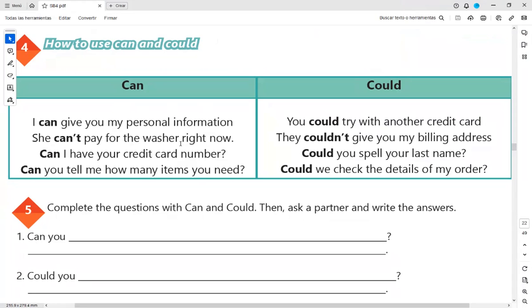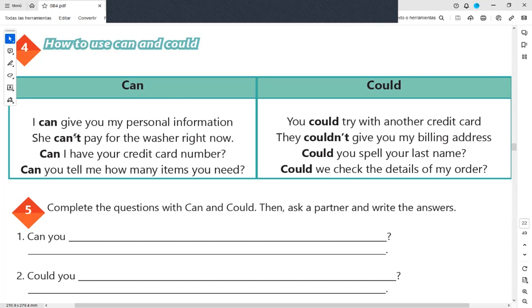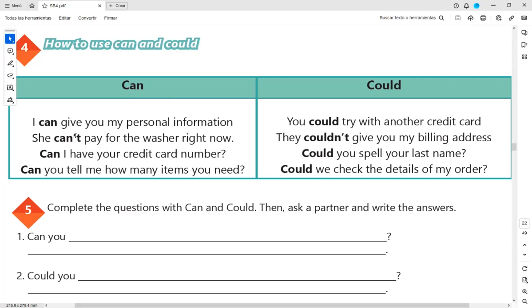She can't pay for the washer right now. Okay? She's not able. No es capaz de. No puede. No le es posible. Now, the next example. Can I have your credit card number? You see? Can I have your credit card number? In this case, it's a request. Cuando lo utilizamos en una pregunta, it's a request. Es una petición. Can you tell me how many items you need?